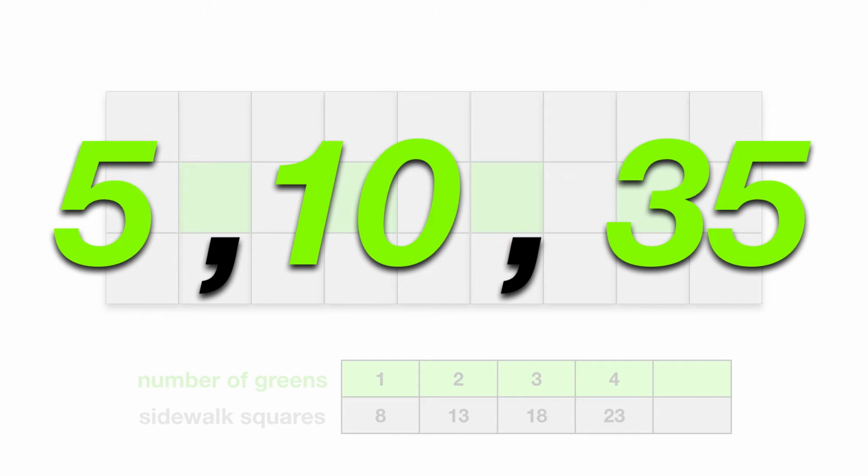Try to determine how many sidewalk squares will be needed for 5, 10, and 35 green space squares. Try to do this without drawing or building a model.